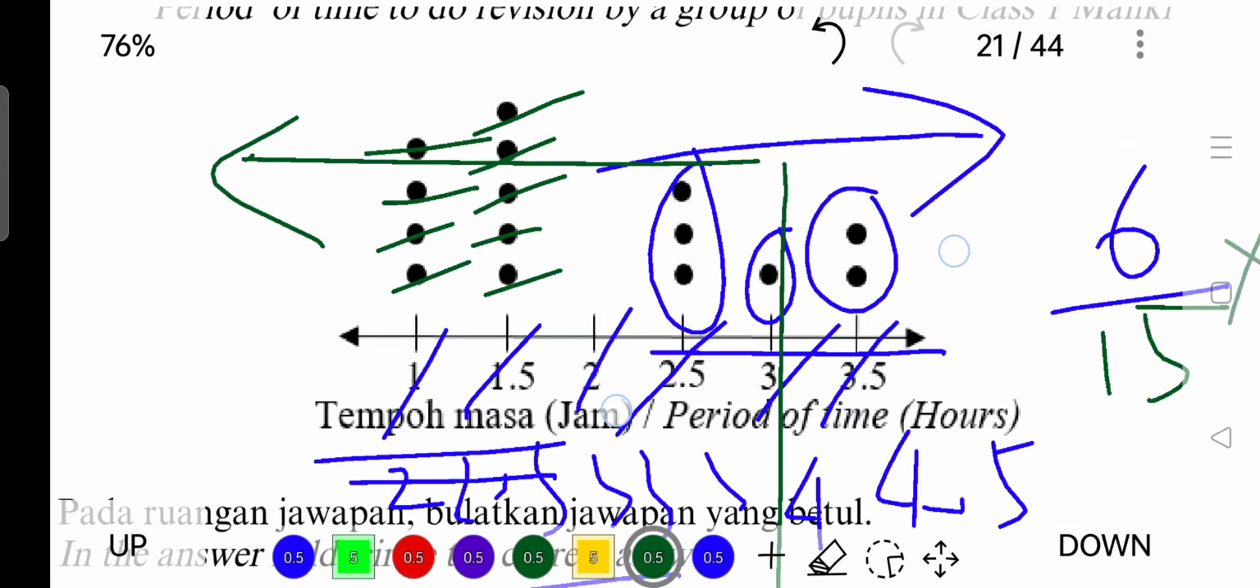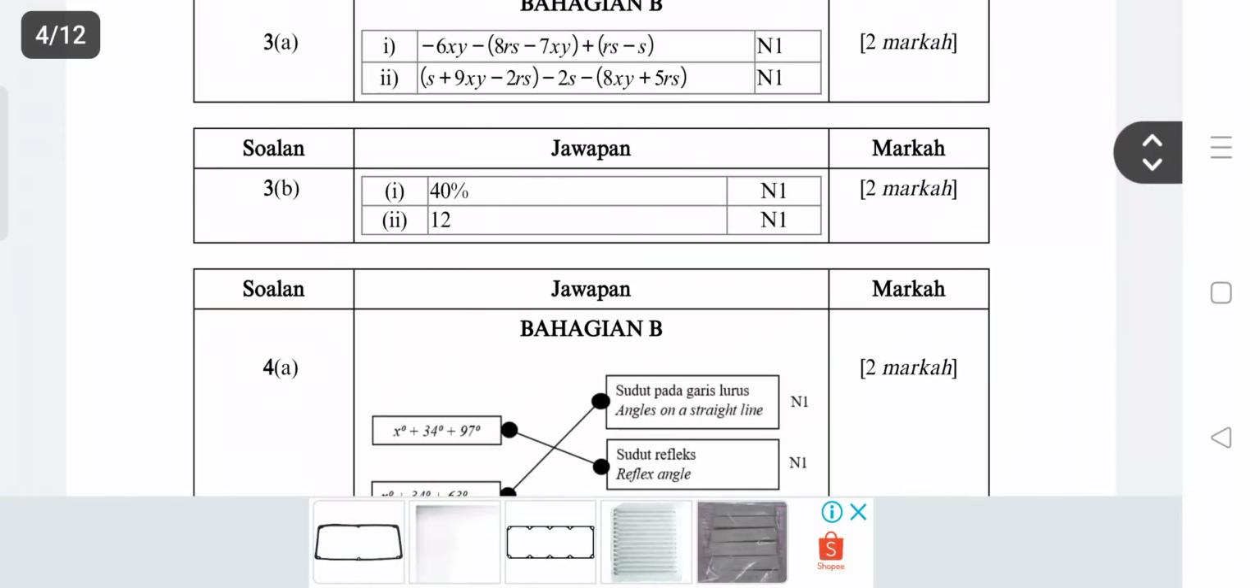How many people do we have here? 1, 2, 3, 4, 5, 6, 7, 8, 9, 10, 11, 12, 13. So, calculate total number of pupils less than 4 hours. Can that be the accurate answer? 13 and 12.